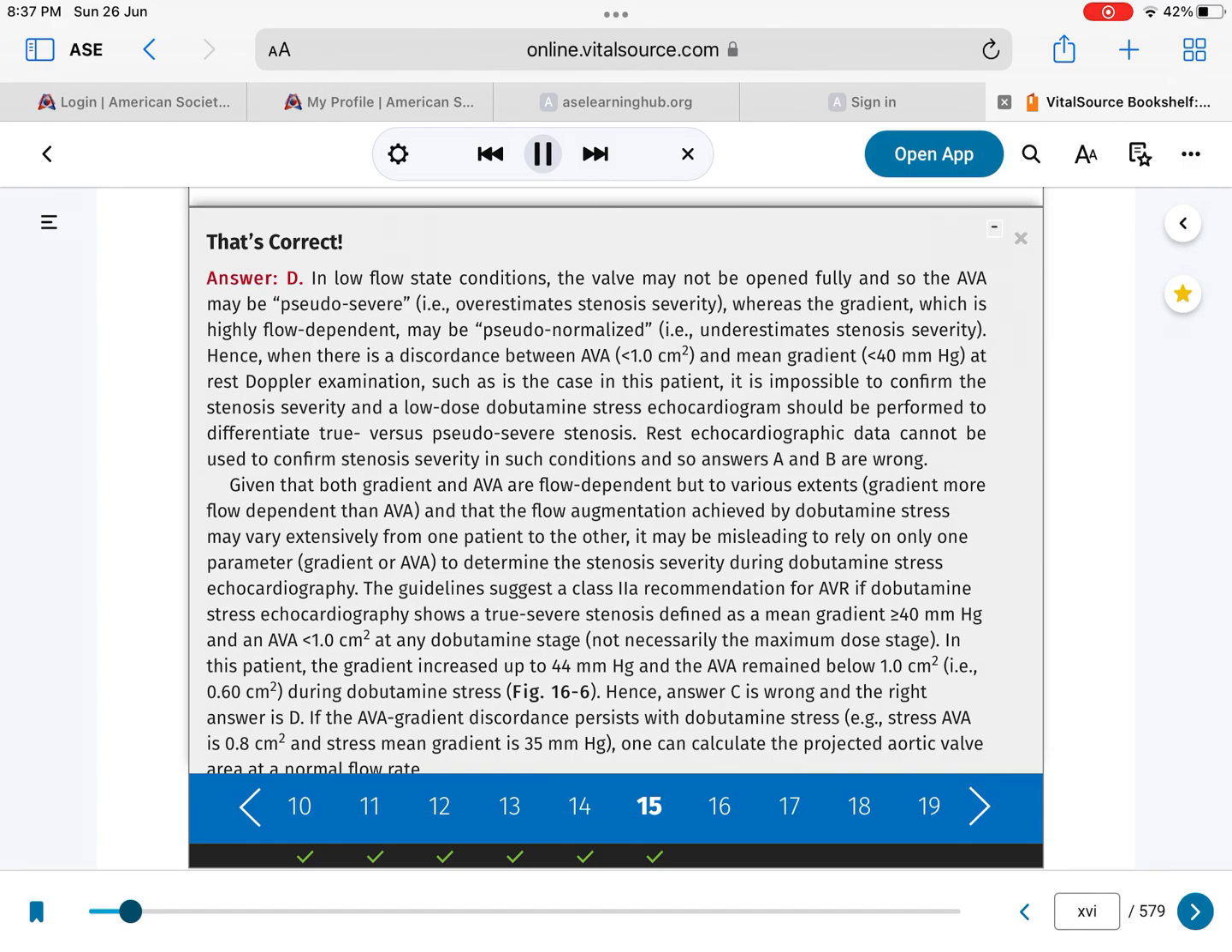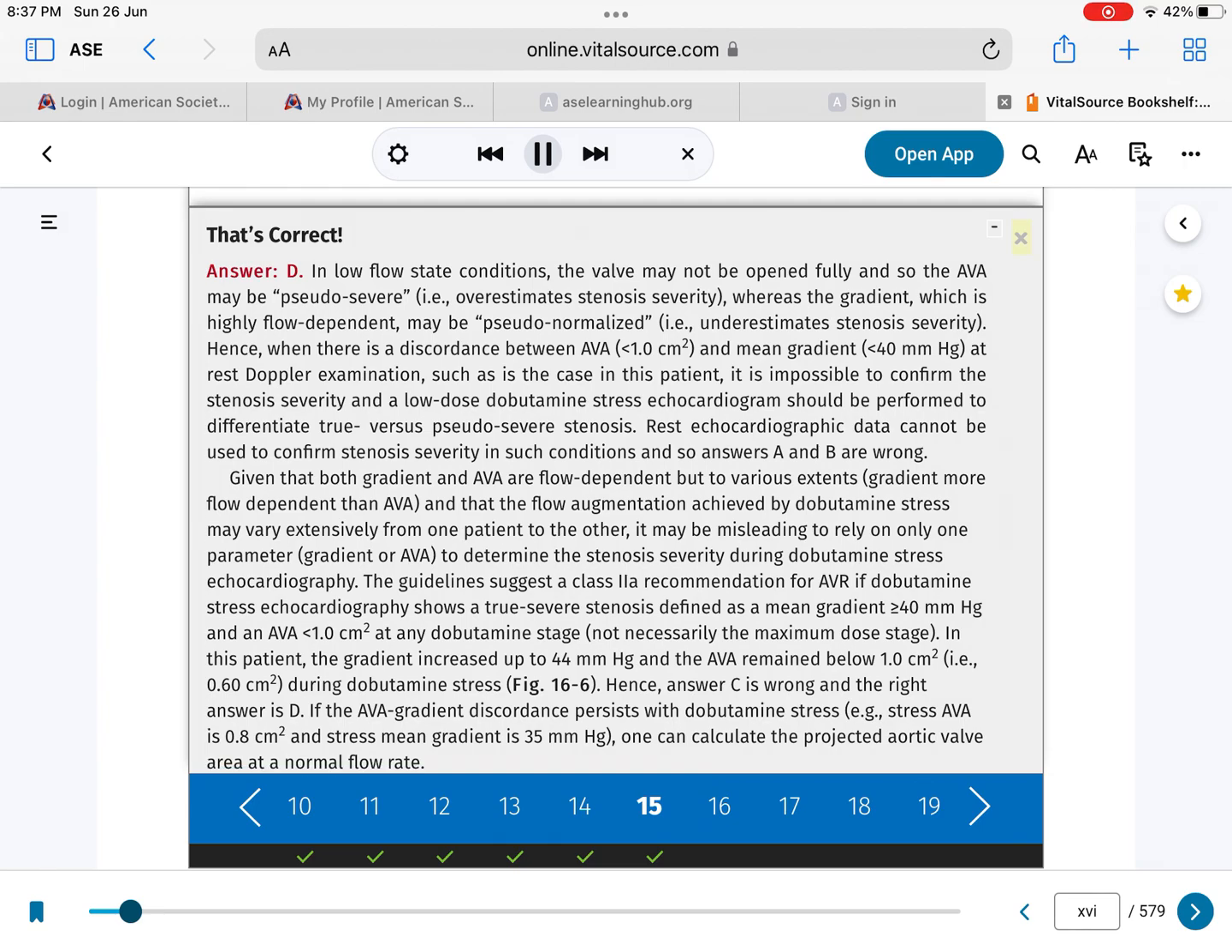Figure 16-6. Pulsed wave Doppler in the LV outflow tract, panels A, and continuous wave Doppler across the aortic valve, panels B, at rest, left panels, and peak, right panels. Dobutamine stress echocardiography. AVA, aortic valve area. LVOT, left ventricular outflow tract. MGRAD, mean gradient. PGRAD, peak gradient. SV, stroke volume. V peak, peak aortic jet velocity. VTI, velocity time integral.